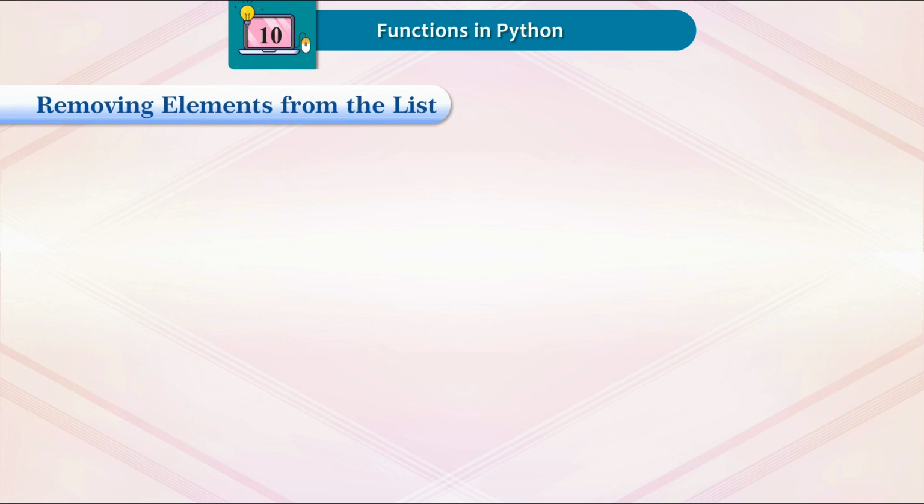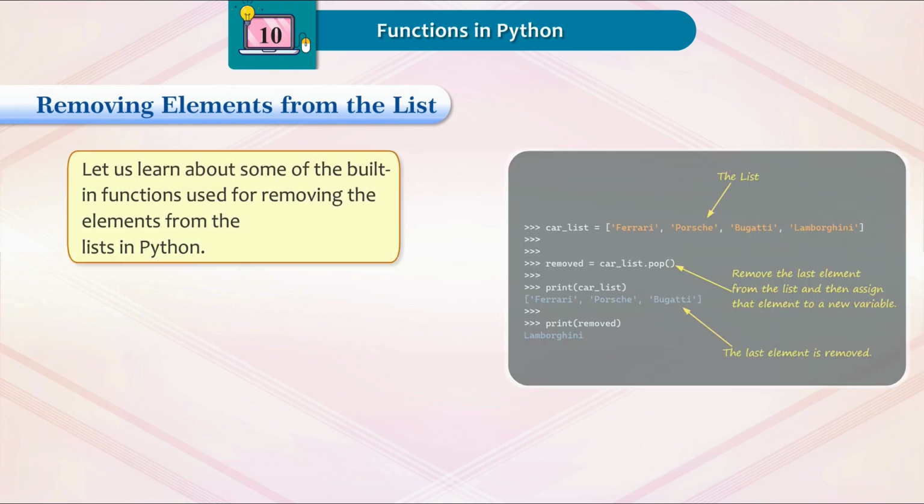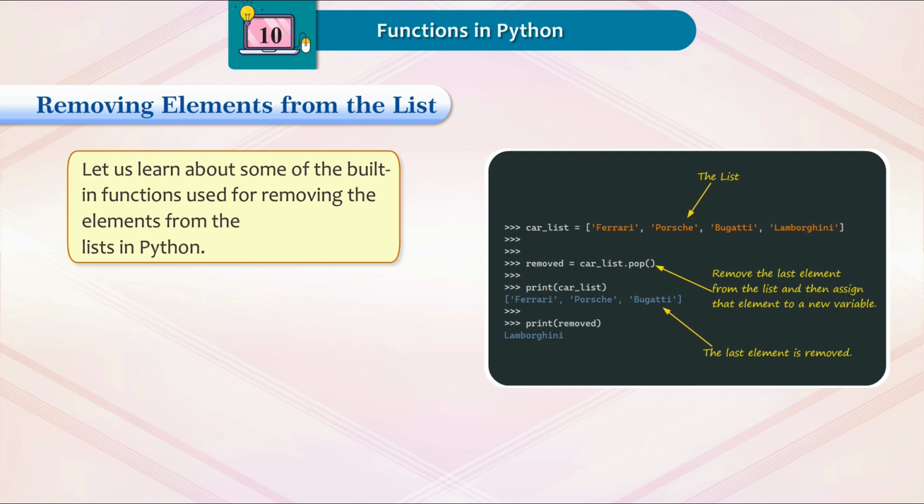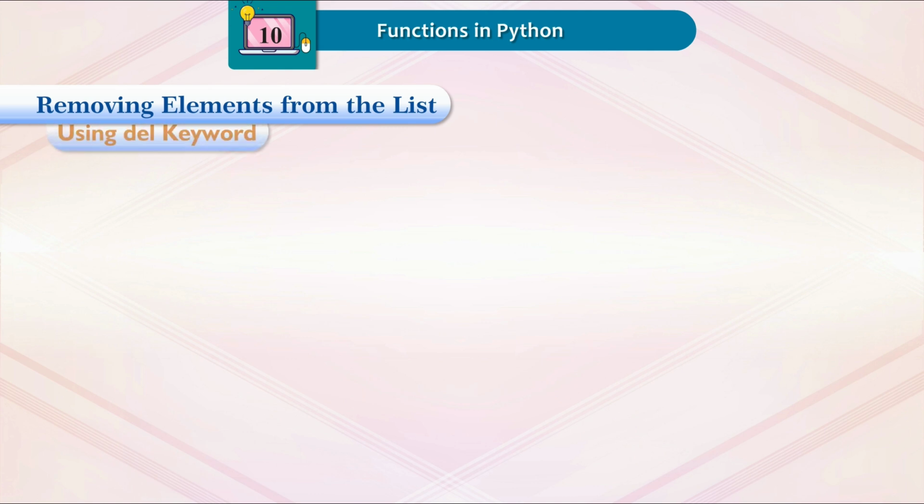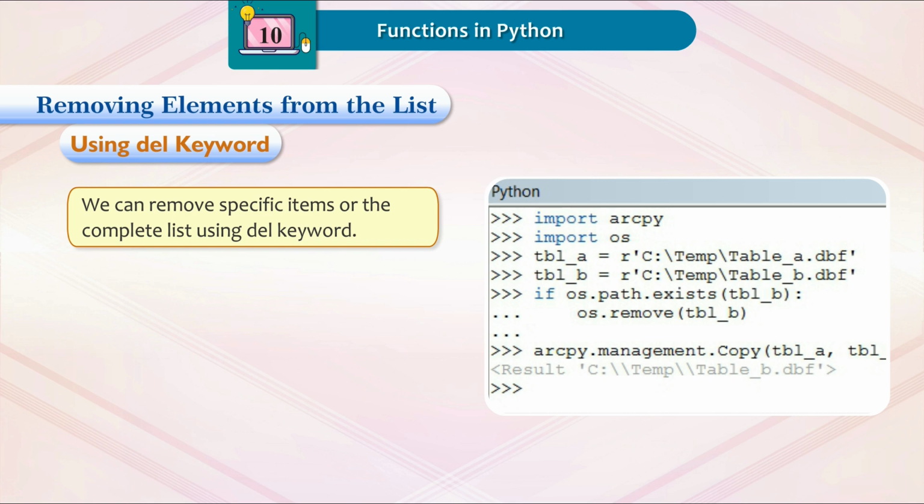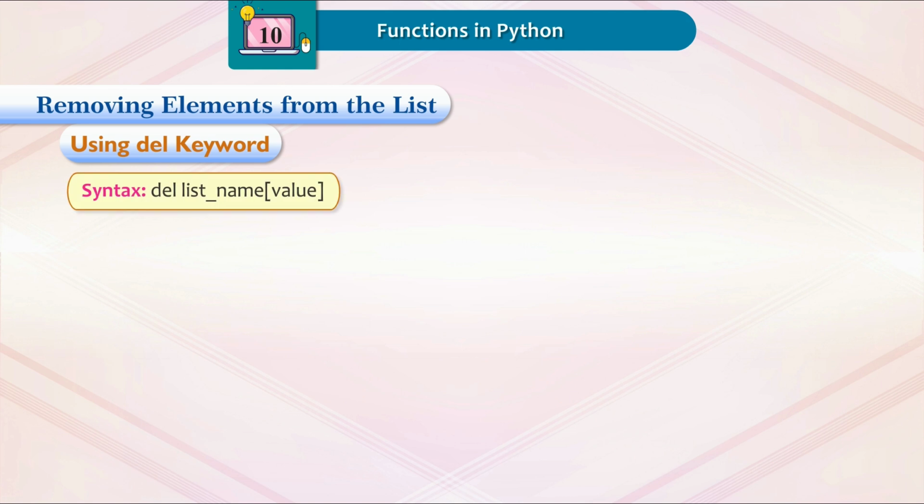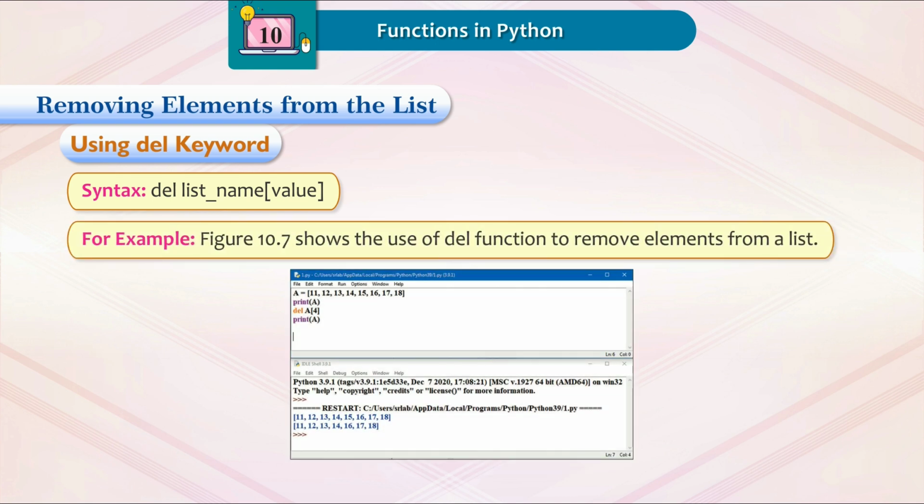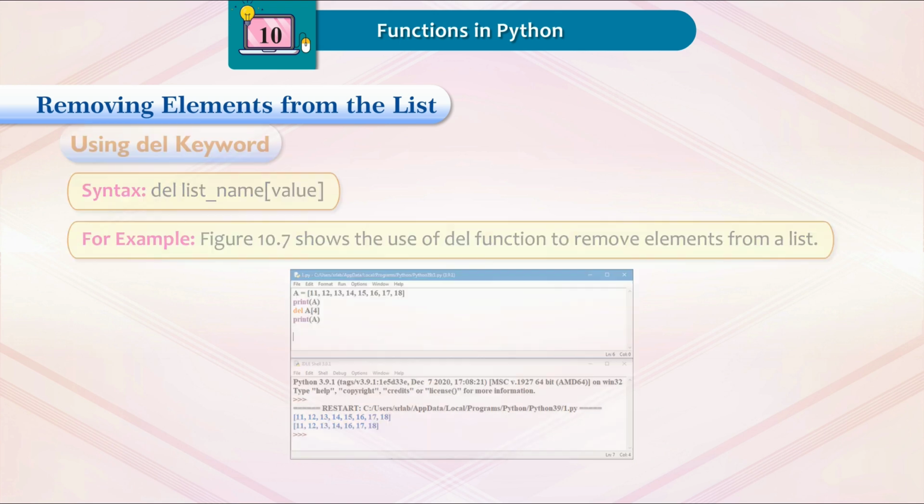Removing elements from the list. Let us learn about some of the built-in functions used for removing the elements from the list in Python. Using del keyword. We can remove specific items or the complete list using del keyword. Syntax: del list_name[value]. For example, figure 10.7 shows the use of del function to remove elements from a list.